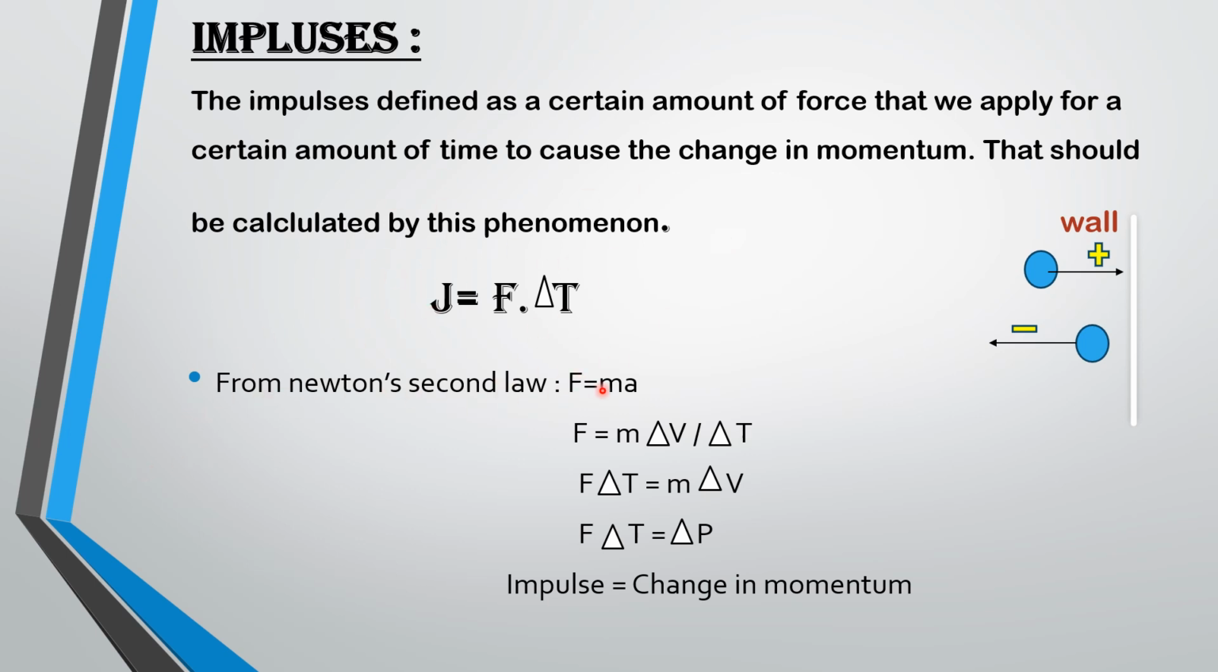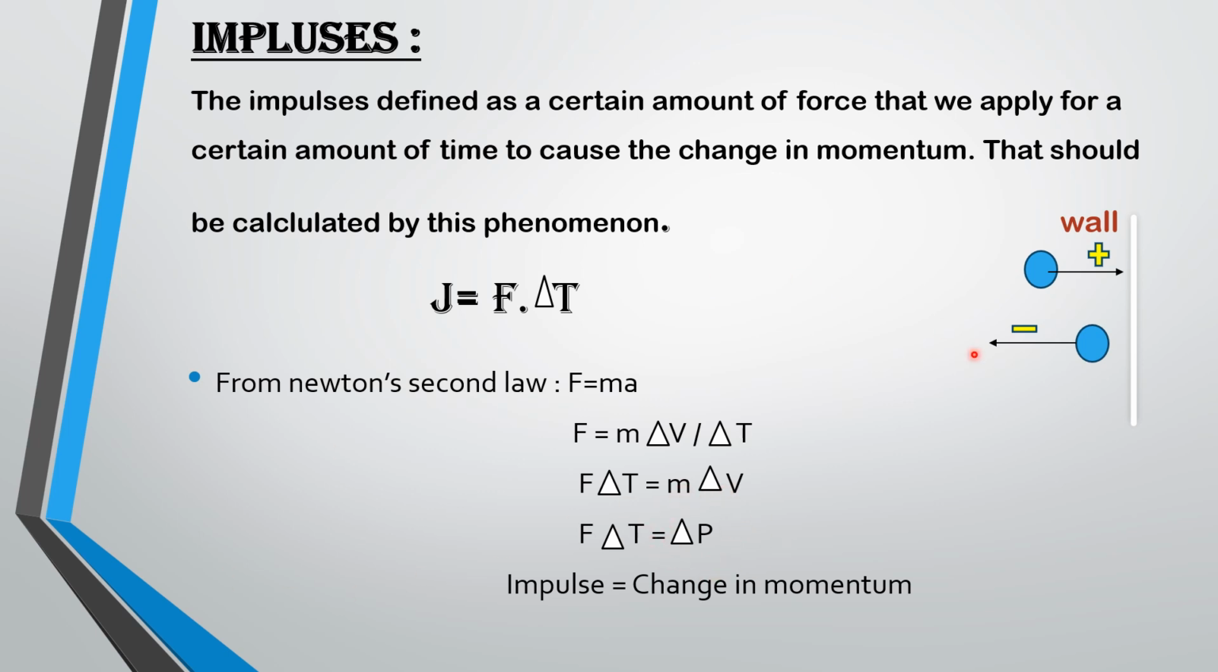From Newton's second law, we take F is equal to ma. Okay, a means what? Delta v by delta t, the change in velocity with respect to the change in time. What we have to do is take this delta t to the LHS. F into delta t is equal to m into delta v. Here, m into delta v, mass into change in velocity, represents the change in momentum, right? Therefore, F into delta t is the impulse, which is equal to the change in momentum.